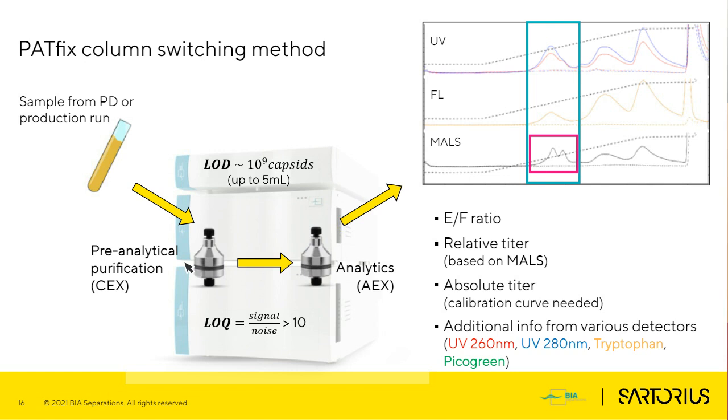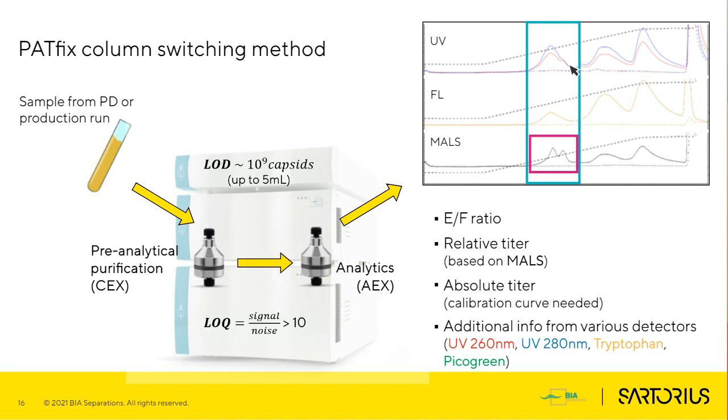From that point on, samples are inserted in the machine, and the machine loads them automatically on the first column. From the first column, it creates a pH gradient, and then a portion of this gradient is automatically redirected by the machine to the second column. The output from the second column is the graph, which you can see here on the right side. The most useful information for our empty-full ratio is going to be the light scattering signal, which you see here in purple. But since we have other detectors as well, we are able to gain additional information about the protein content, then 260 to 280 ratio and others.